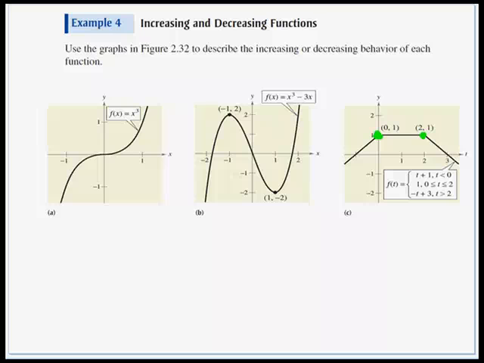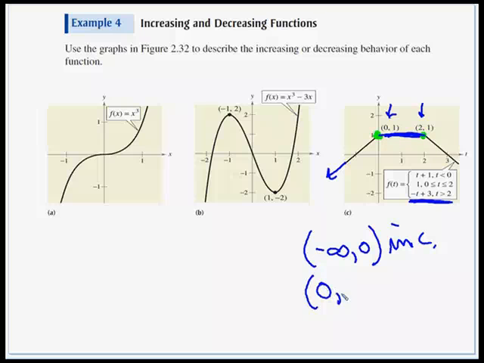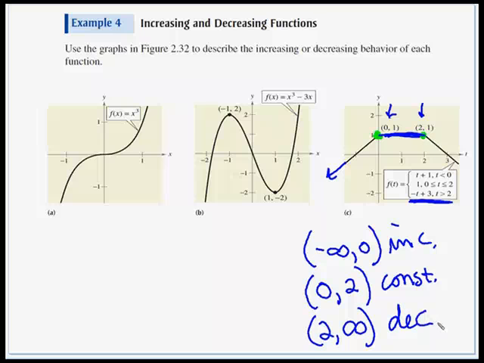Let's figure out where we're increasing and decreasing. It looks like from -infinity, way off the graph, to an x value of 0, we are increasing. And then from an x value of 0 to 2, we're flat or constant. 0 to 2, constant. And then from that x value of 2 off to infinity, we're decreasing.